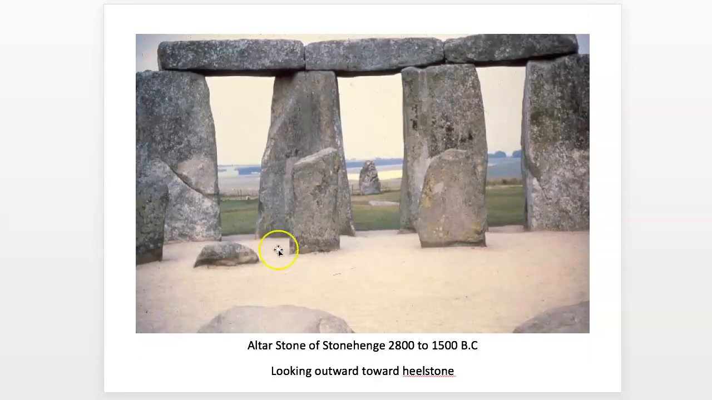This is looking outward towards that heel stone down from the middle, so that's kind of where the sunrises and sunsets would have been happening opposite each other, lined up there.